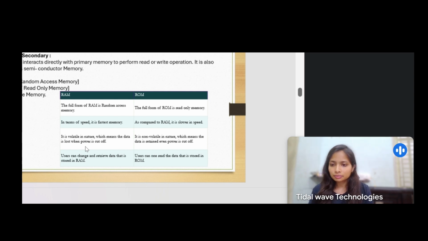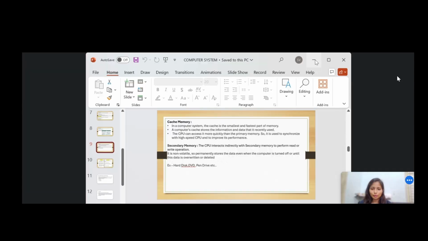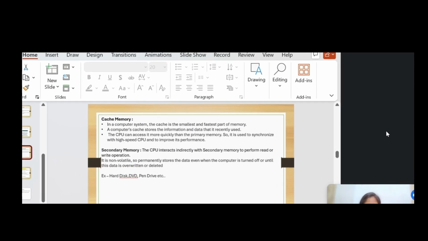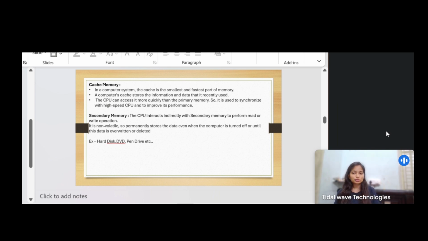Okay, and users can change and retrieve the data that is stored in RAM, whereas on this side, users cannot change the data which is stored. Cache memory, I know you might not have heard this word before in your school life. Let me just tell you, cache memory is nothing but high speed memory. It is the fastest memory and it is the most expensive one. However, it comes under primary memory. We can clearly say that it is also a temporary storage memory. A computer's cache stores information and data that is recently used. Done.